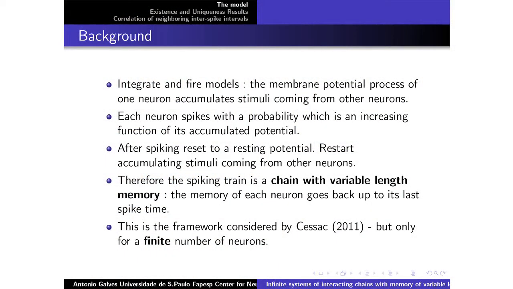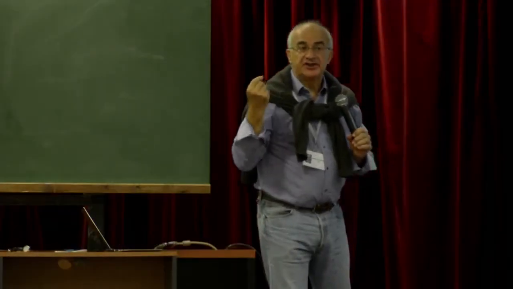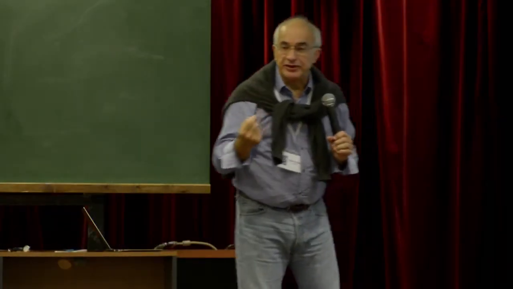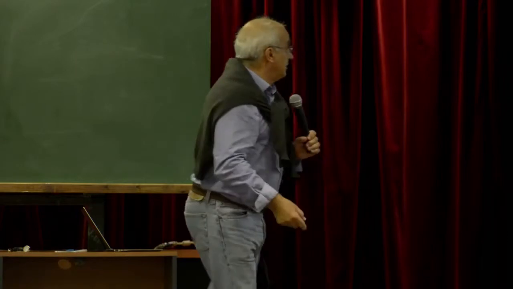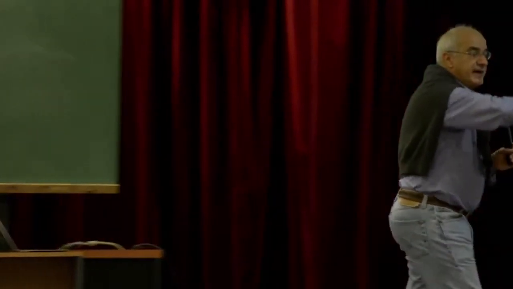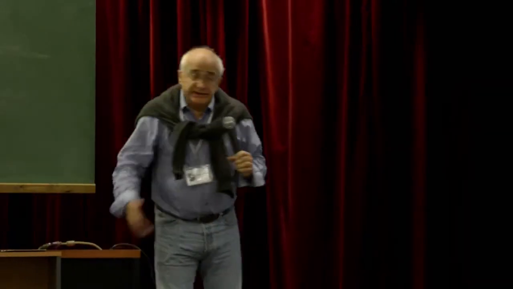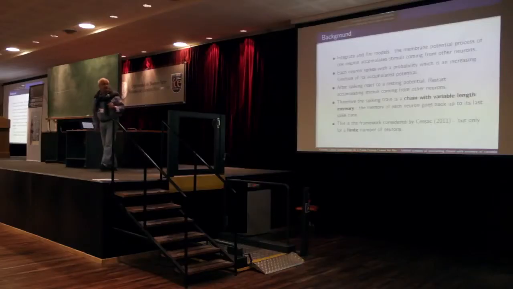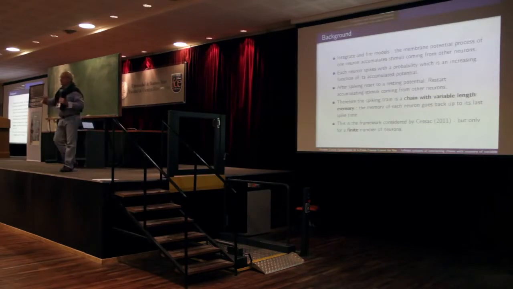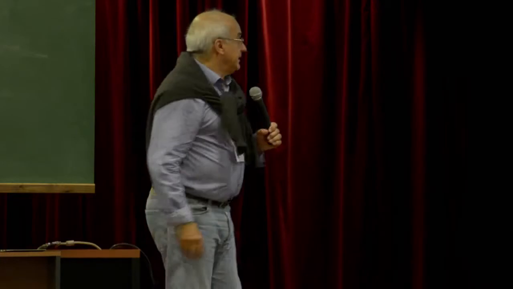Now, if you look at this, the picture is, this is a chain. If you look at a single neuron, this is a chain which has a memory of variable lengths. The memory of each neuron goes back to the last spiking time of this neuron. This is in particular the framework considered by Bruno a few years ago, and Eva and I were very much influenced by this paper.